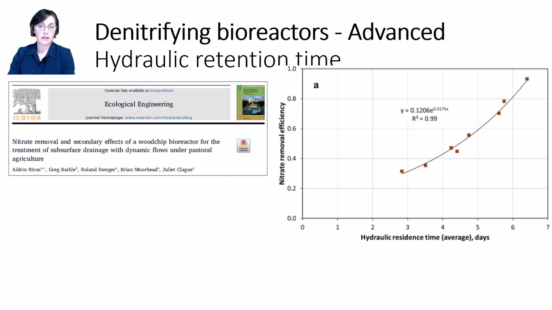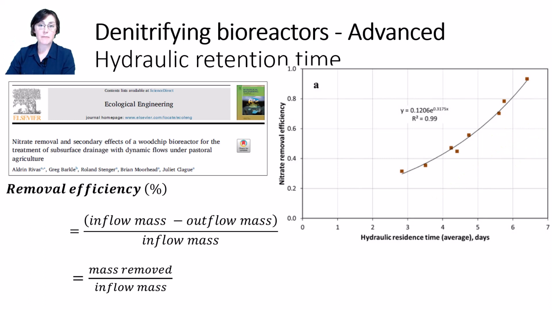A pretty clear trend from a variety of bioreactor studies is that as the HRT increases, so does the nitrate removal efficiency when it's assessed as a percent from 0 to 100%. This percentage is the mass of nitrate removed divided by the mass of nitrate that has flowed in. It's in minus out divided by in, and that's pretty much the same for anything you're treating when you're calculating removal efficiency for a pollutant.